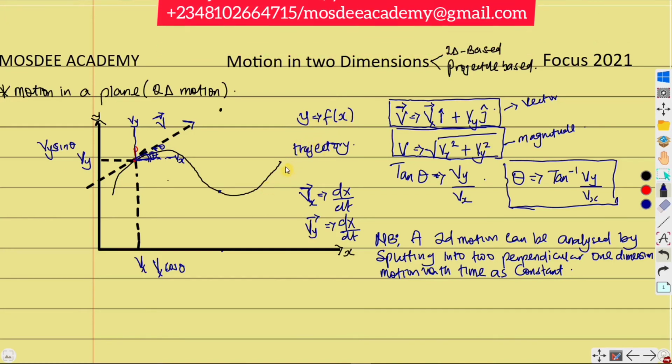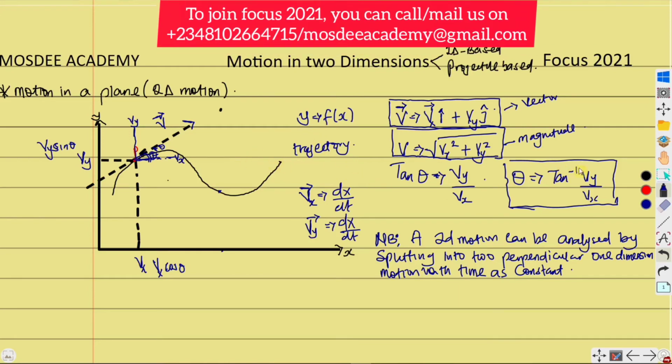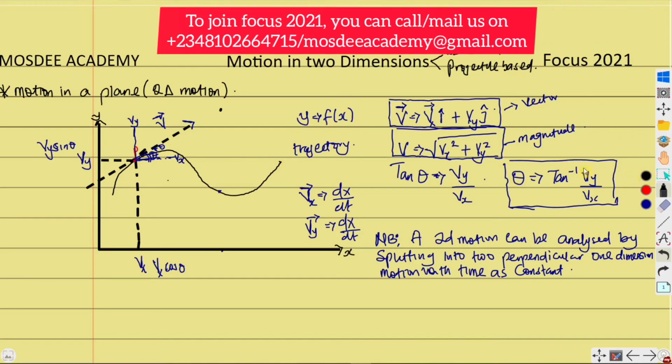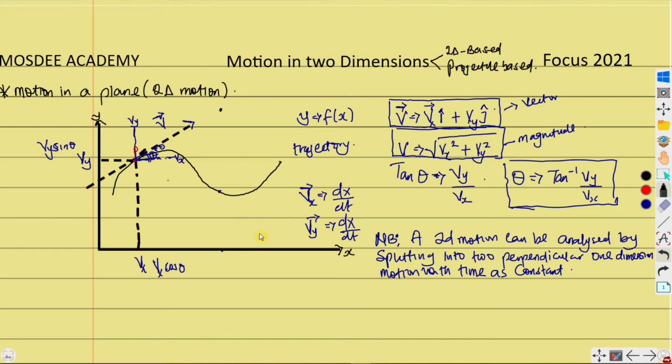About that, we can talk about the general equation of the trajectory when we move on later in our projectile based questions. We are going to talk about the general equation of trajectory, and we are going to derive some important values in terms of vector analysis and other things.